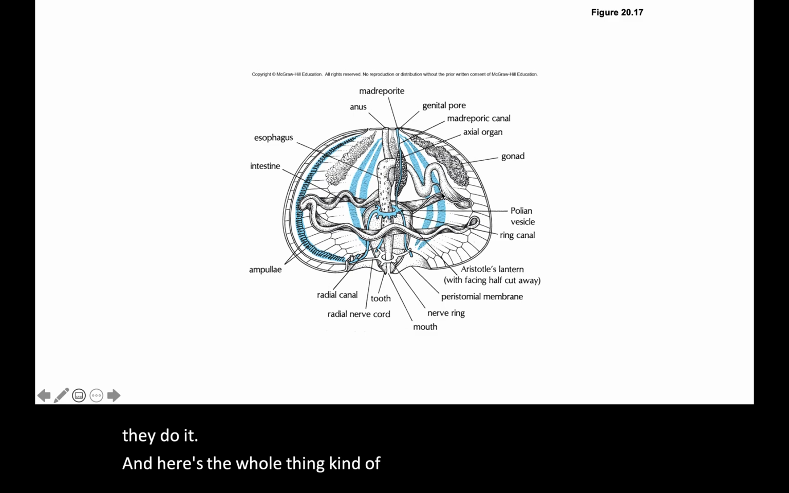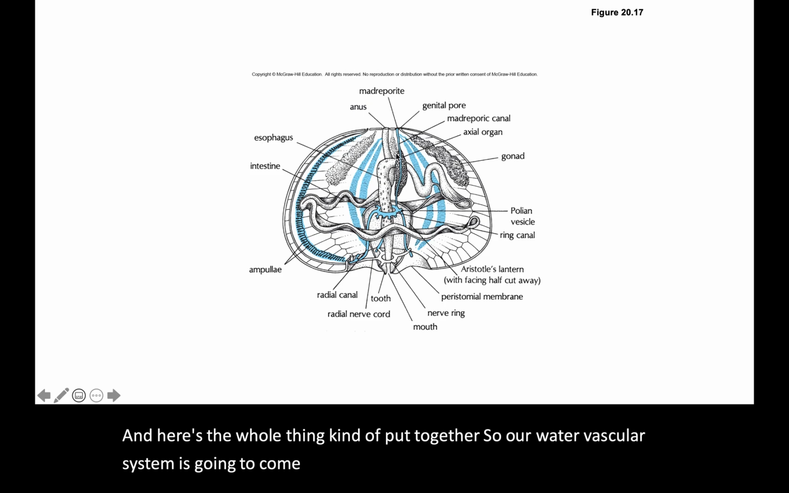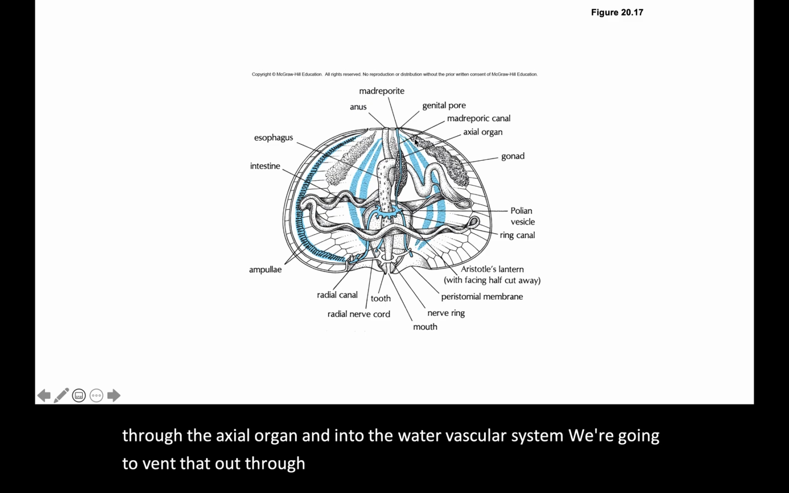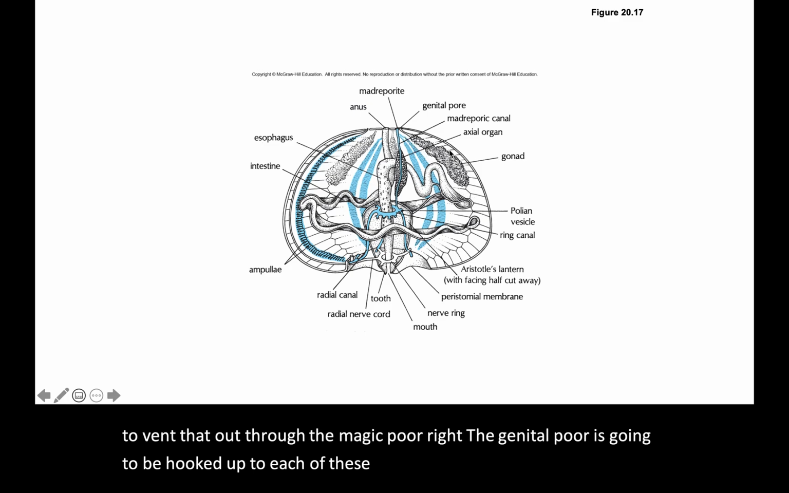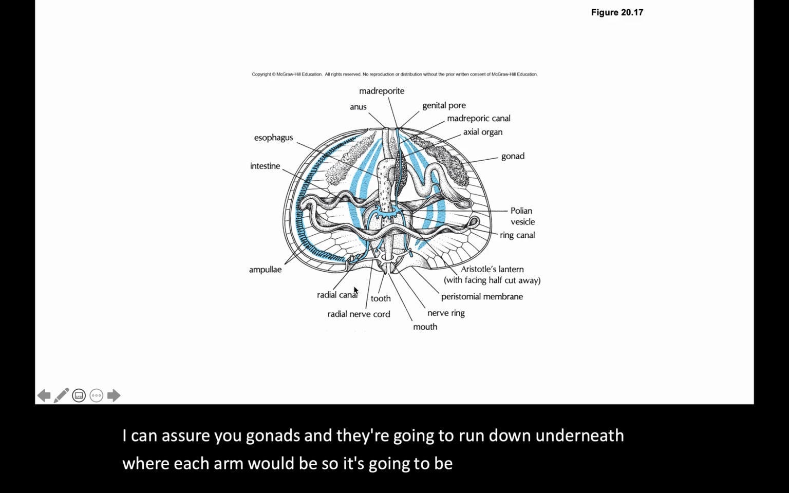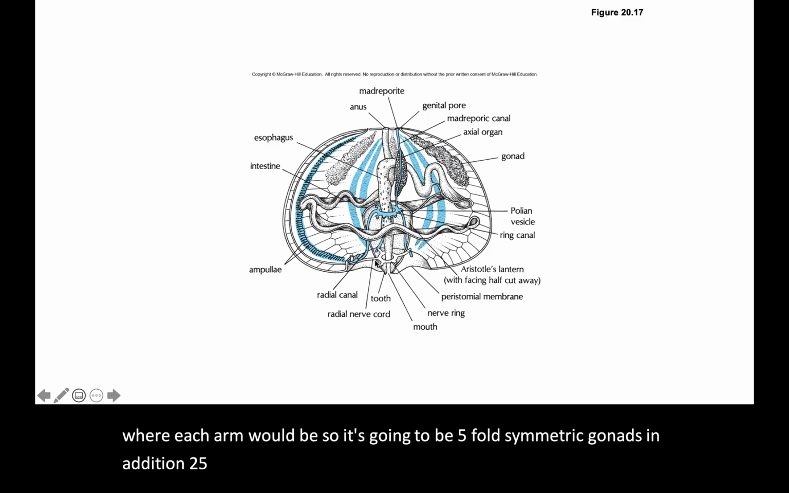So our water vascular system is going to come up here. We're going to collect all that waste through the axial organ and into the water vascular system. We're going to vent that out through the madreporite. The genital pore is going to be hooked up to each of these gonads. These are the delicious tasting, I can assure you, gonads. And they're going to run down underneath where each arm would be. So there's going to be five-fold symmetric gonads, in addition to five-fold symmetric ambulacral grooves for the most part.